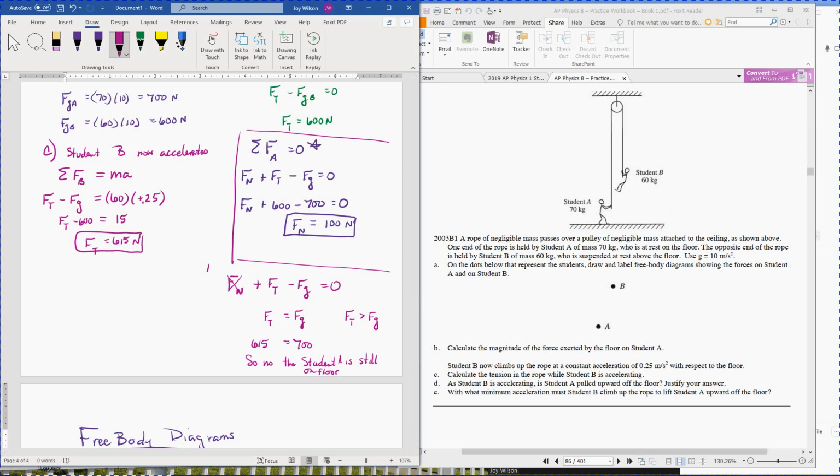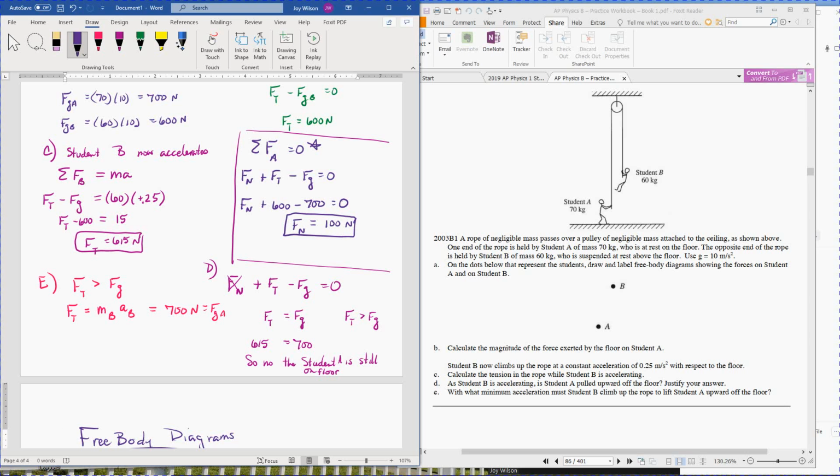Now we've got part D. And last but not least, with what minimum acceleration must student B climb the rope to lift student A off the floor? Well, now this comes back to a nice easy one. I want force tension to be slightly bigger than force gravity. So force tension is going to come from the mass of student B times the acceleration of student B, and the force gravity is going to be 700 newtons, which is the force of gravity on student A.